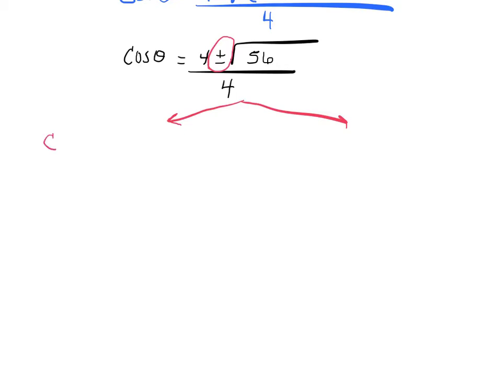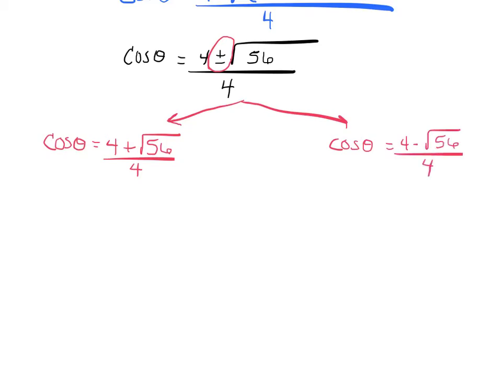So my 2 equations are going to be cosine theta equals 4 plus radical 56 over 4 and cosine theta equals 4 minus radical 56 over 4. Okay, so I'm just going to focus on the one on the left first and then we'll attack the one on the right. And like I said, this is a lot of storing, so stay with me.